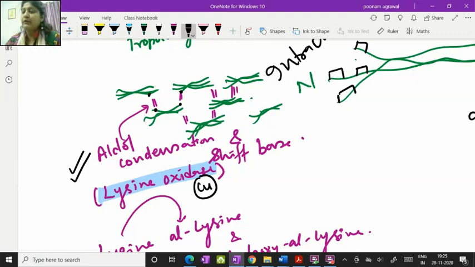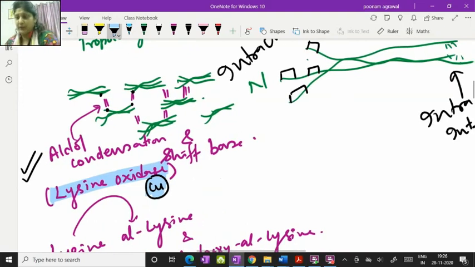That is why we say in deficiency of copper, this aldol condensation is going to get badly affected and collagen will be very fragile, because this aldol condensation will not be taking place in lack of copper, like in Menkes disease, in malabsorption, when the copper is not sufficiently found, in malnutrition. We don't have the exact amount of copper in our body. In that case, this aldol condensation is badly affected. That's going to affect the collagen formation.